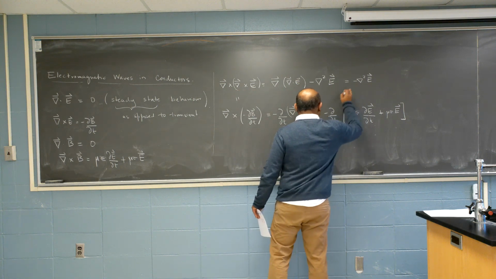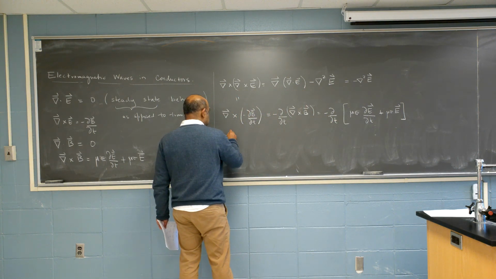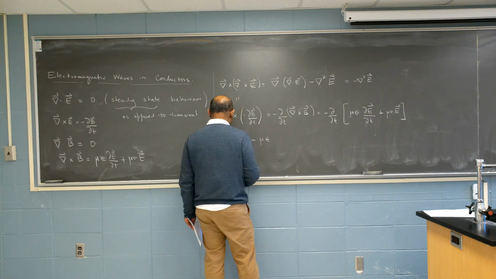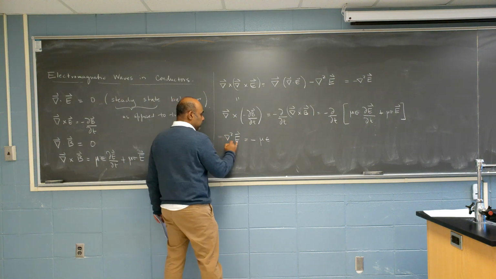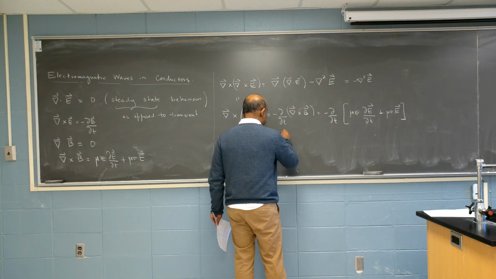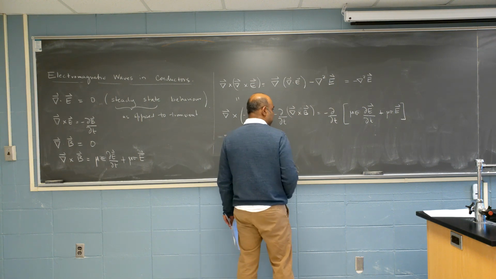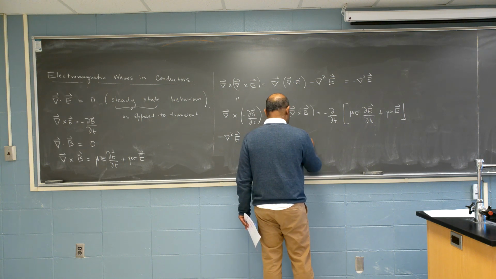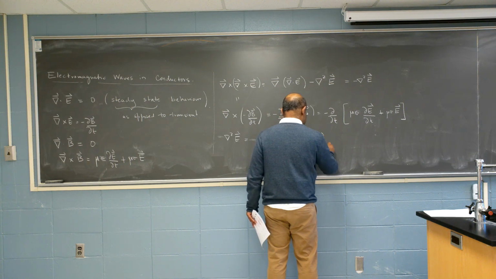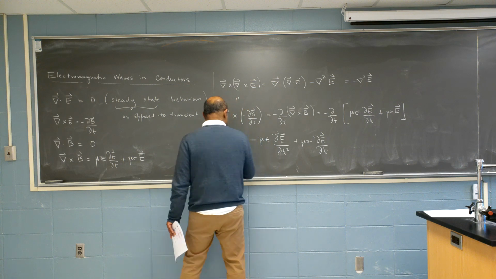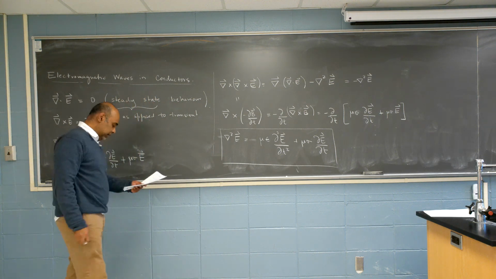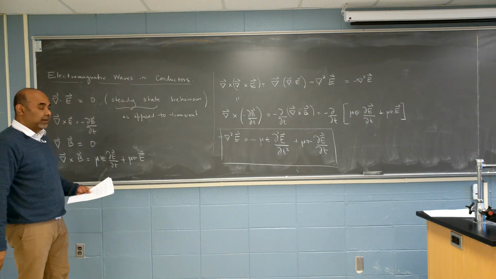So then I get minus del squared E is equal to minus mu sigma dE dt minus mu epsilon second derivative of E. Hey, listen, I have minus on both sides. I'm going to get rid of that. So del squared E equals mu epsilon second derivative of E with respect to t squared, plus mu sigma dE dt. That is my new wave equation.